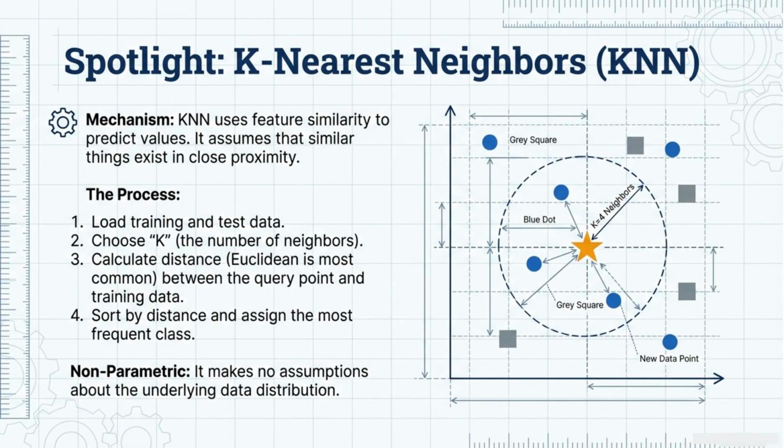A spotlight on k-nearest neighbors, or KNN. The mechanism uses feature similarity to predict values, assuming that similar things are in close proximity. The process involves calculating the distance between the query point and training data and assigning the most frequent class.